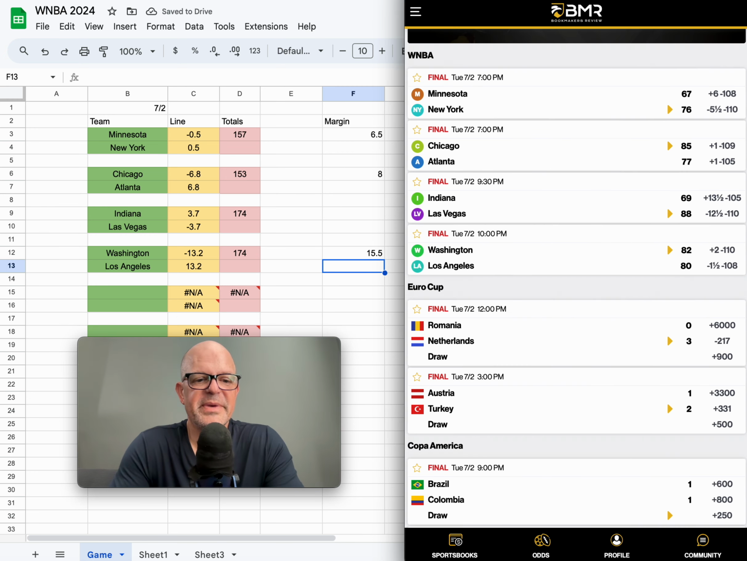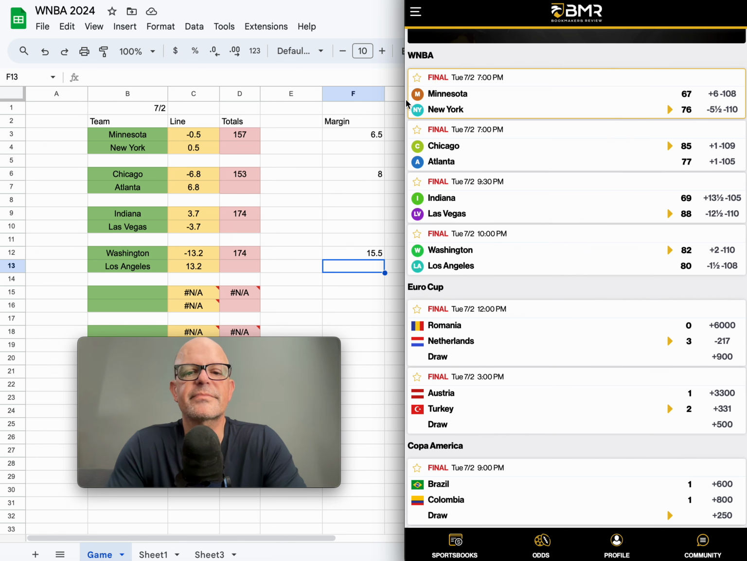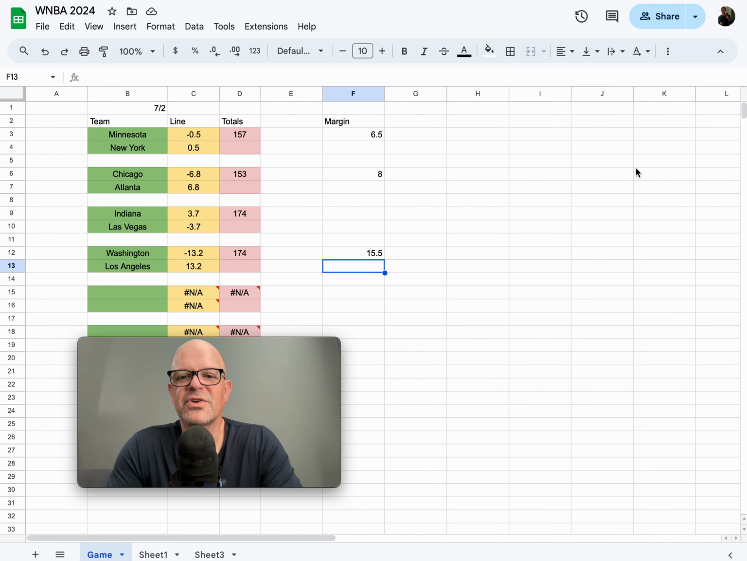Now, if we do the same exercise we did previously, we have Minnesota 6.5, we have Chicago at 8, Washington at 15.5. So which is the greatest margin? It is Washington and Los Angeles. They win and cover. The next greatest margin is Chicago. They also win and cover. And Minnesota, with just a 6.5 point margin, they ended up losing. And actually, that was a push. So interesting, the team with the greatest margin won and covered. The next point differential was 8. They won and covered. And then Minnesota ended up pushing.